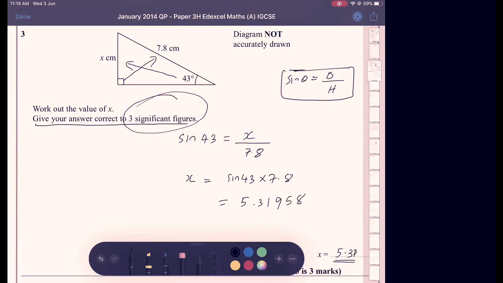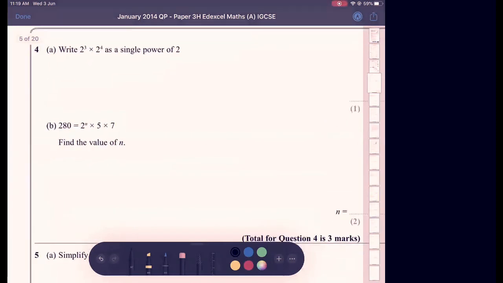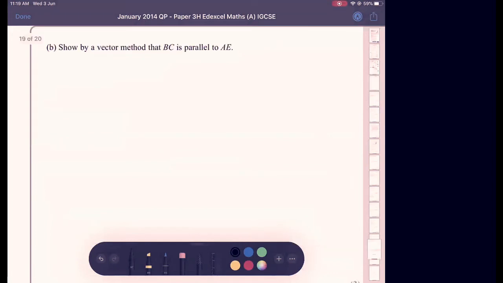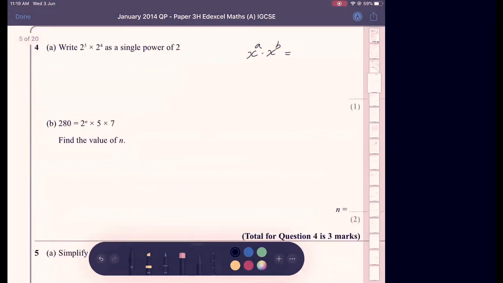Write 2 to the power 3 times 2 to the power 4 as a single power of 2. So this is of the form x to the power of a times x to the power of b. What is x to the power of a times x to the power of b? That is x to the power of a plus b, correct? So it's 2 to the power of 3 plus 4, that is 2 to the power of 7.